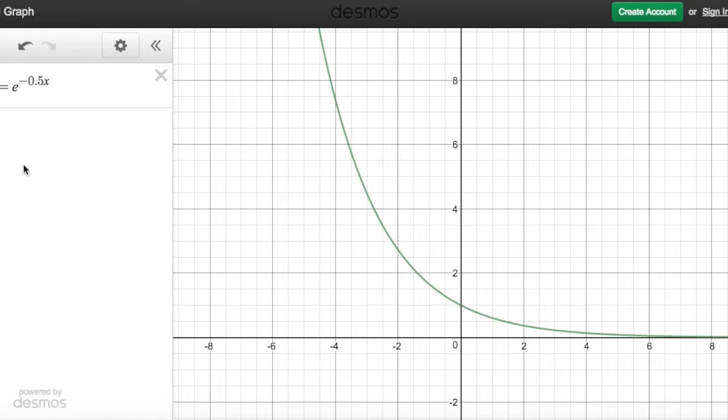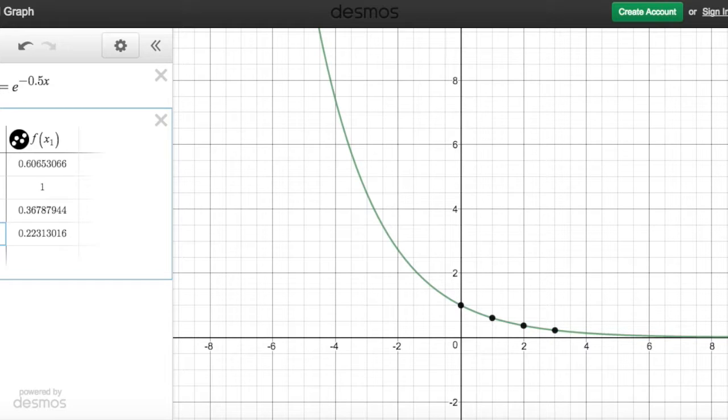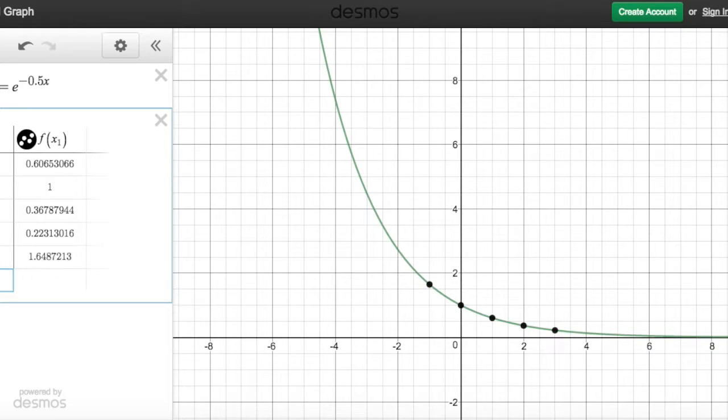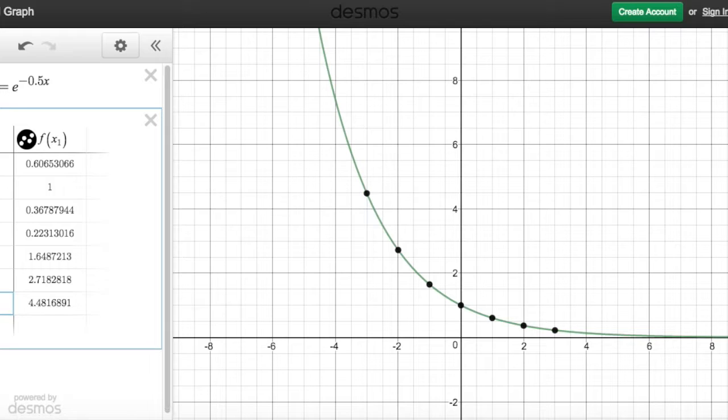Again, I can create that table with this plus sign, add table, and I don't want y1, I want f of x1. Now I can plug in a 1, we get 0.606, plug in a 0, we get 1, plug in a 2, 3, how about a negative 1, negative 2, negative 3. So there I have my points. Plot my points on my graph and connect them with a smooth curve.